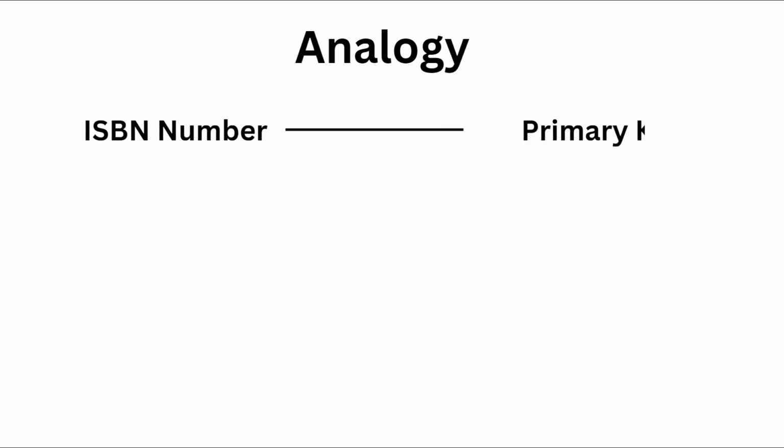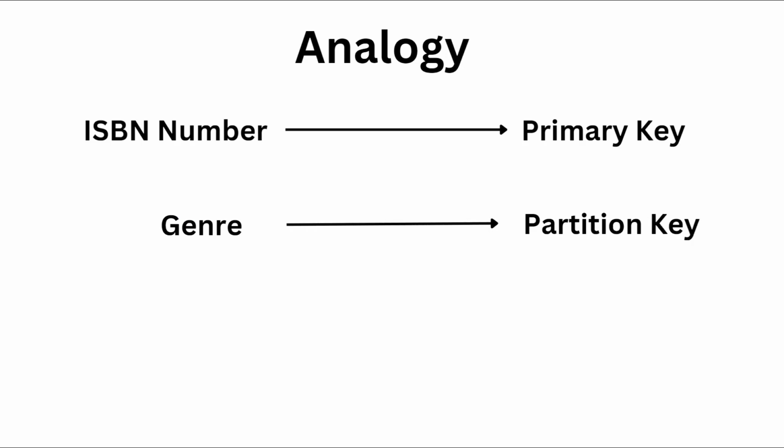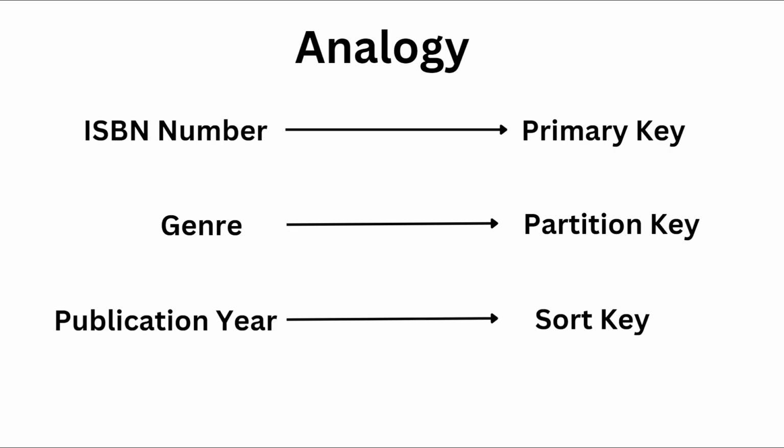In this analogy, the unique identifier, ISBN number, is similar to the primary key in DynamoDB, and the genre is similar to the partition key. The partition key determines which partition, or group, the data belongs to, and helps distribute the data across multiple servers to achieve scalability and performance. Within each partition, the books are sorted based on their publication year, which acts as the sort key. This enables efficient retrieval of books published within a specific range of years.